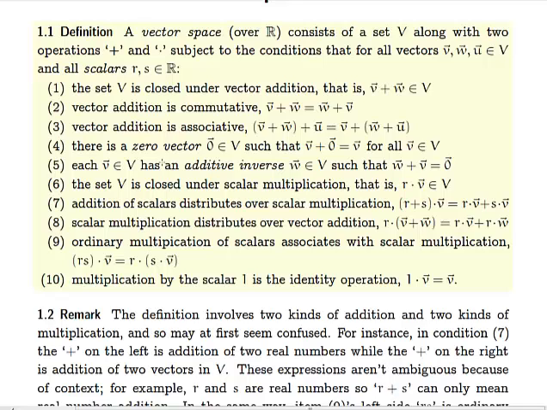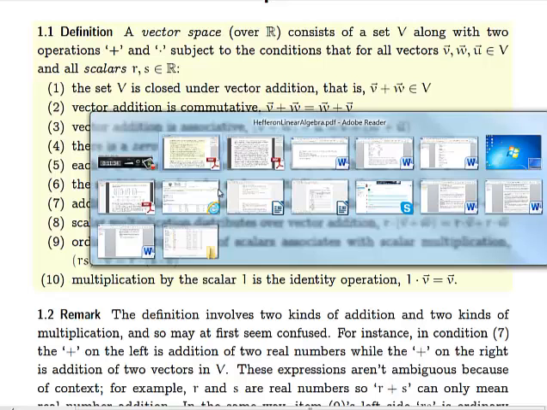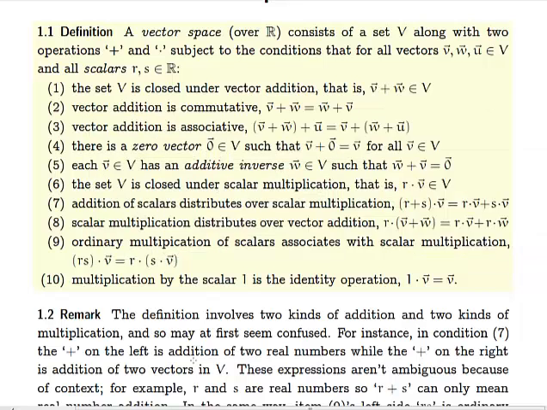So what remains to show is that the 0 vector is in S, the additive inverse is in S, and S is closed under scalar multiplication. So we need to show those 3 things. So let's go back and see how we can show that.